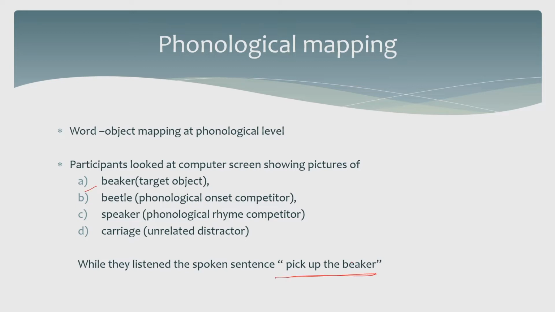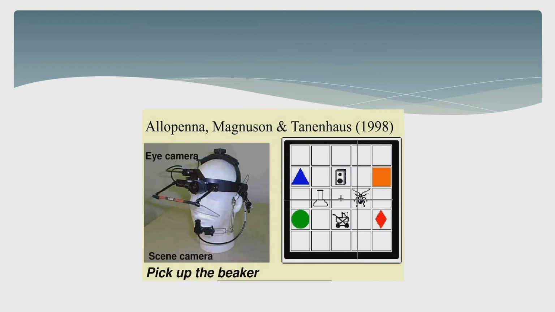So, they had to choose the beaker, and so beaker is the target object here, and these two are somehow related. Similarly, these two are related. In a remarkable finding, this is how the study actually works. This is the head mounted eye tracker. The person listens, there is a scene camera, this is the display. So, you see this is beaker, this is beetle, this is a carriage and this is a speaker.